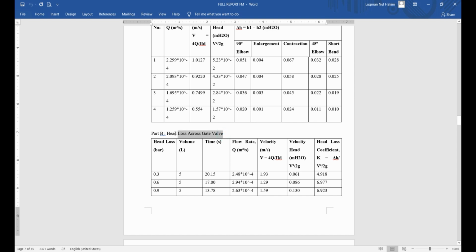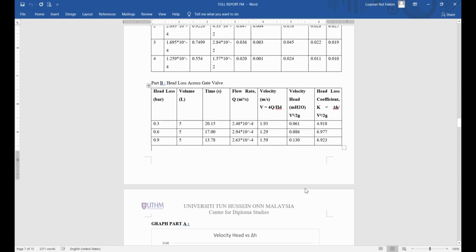And then part B is also the same. We have head losses of 0.3, 0.6, and 0.9 bar. We also have the calculated flow rate Q and velocity V equal to 4Q over pi d squared, and also the velocity head. But we have added the head loss coefficient, that is K, equal to delta H divided by V squared over 2g. This means delta H divided by this, and we get the answer.